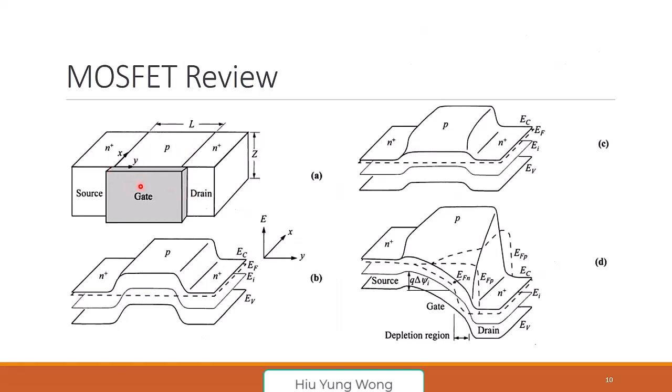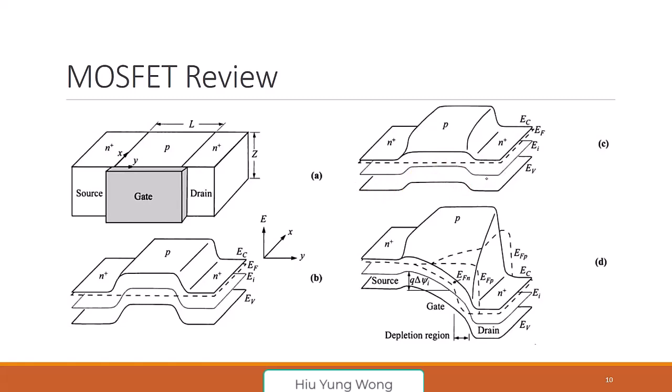This is the MOSFET structure, a 3D one. This is the gate, this is source, this is drain. Then our electrons move in this way, right? This picture is very nice. I think it's from C. Now we draw the band diagram of this structure. This is the conduction band, and this is the intrinsic level, and this is the valence band.